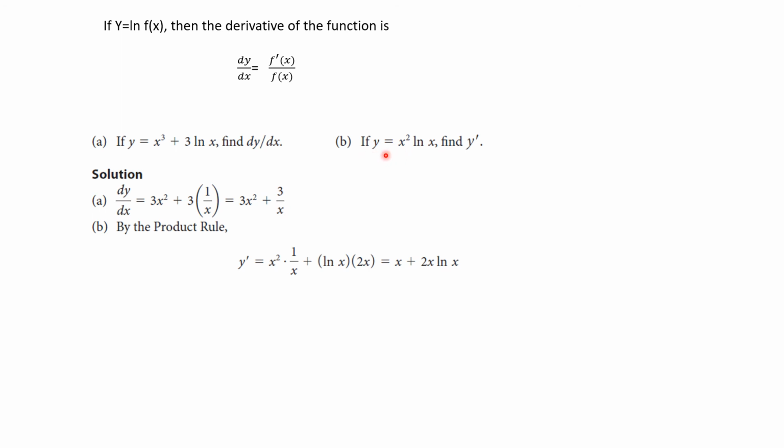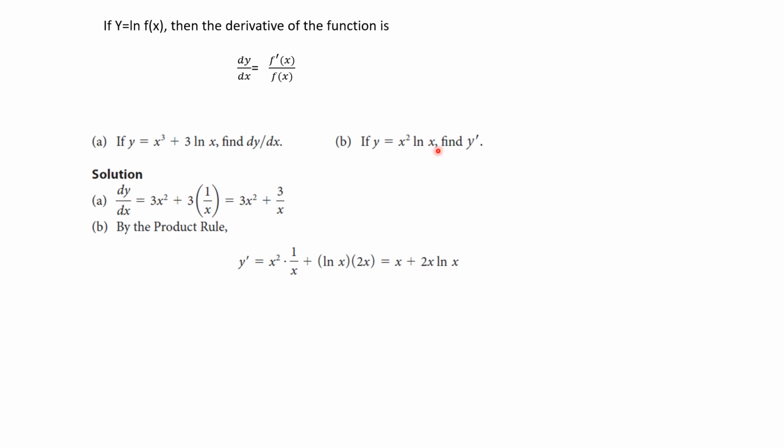Now this is the second example. Here y is equal to x squared times ln x. You see two functions here, one is x squared, another is ln x, so you have to follow the product rule, right? So the derivative y prime is equal to, following the product rule, can you remember the product rule just now?